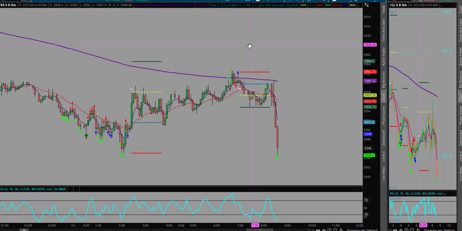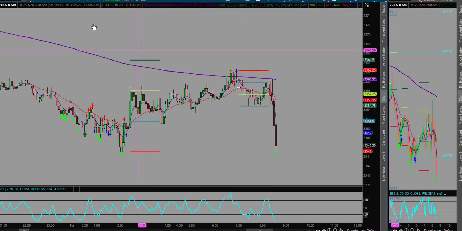So here is today's action, 5-minute S&P. Market just opened. We're down about 23 points. You see we're selling off. And it looks like we had an early morning trade here around 2:30, the European session. I was sleeping. And then we had a potential trade set up here around 7 a.m.